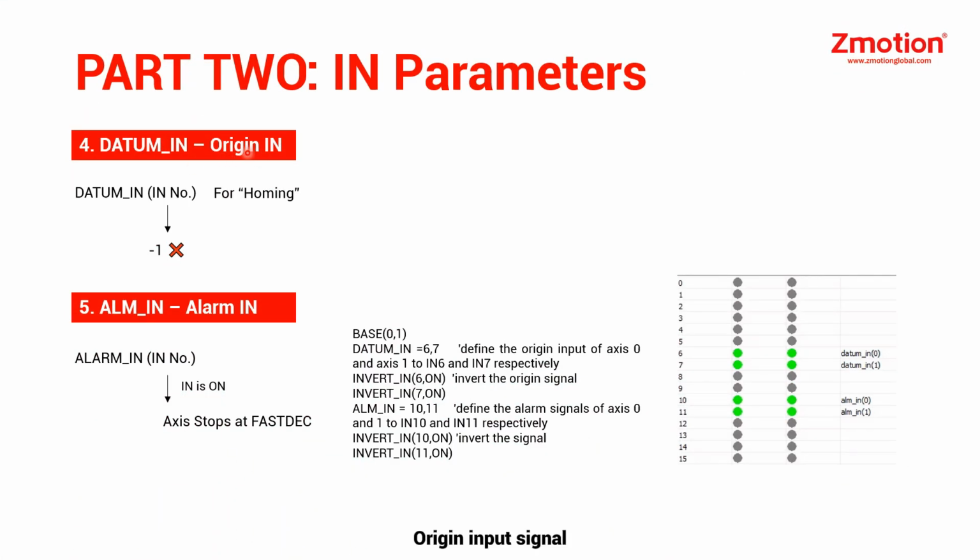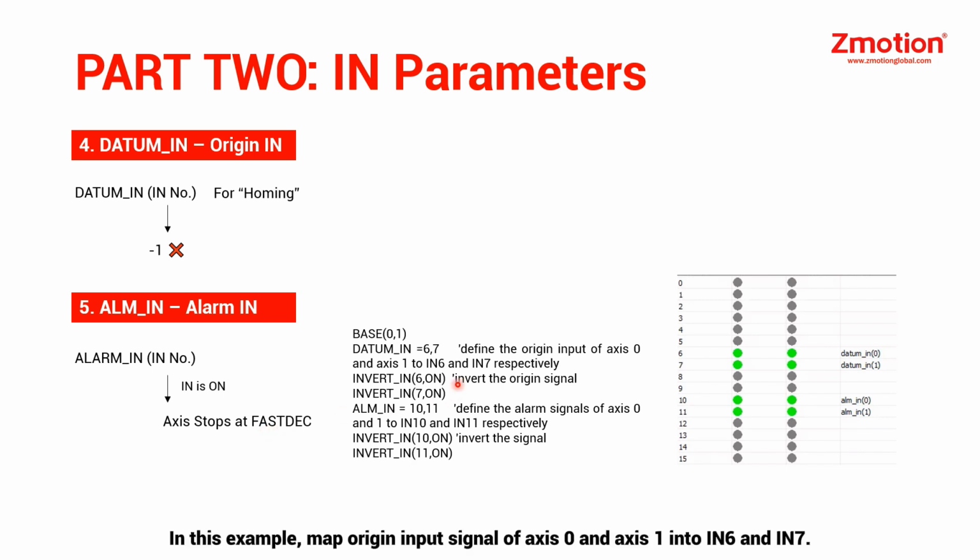Origin input signal. Set a general input as the origin switch signal, that is, used for axis homing. Alarm input. That is, IN related to driver alarms. When the alarm signal takes effect, the axis stops immediately. And the stop deceleration is also this. In this example, map the origin input signals of axis 0 and axis 1 into IN 6 and IN 7, and map the alarm signals into IN 10 and IN 11.